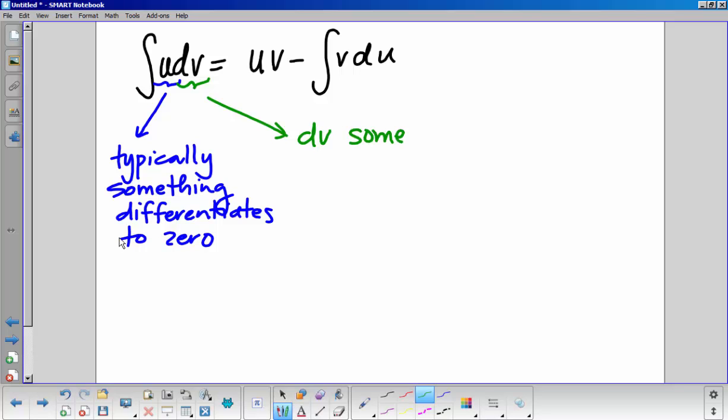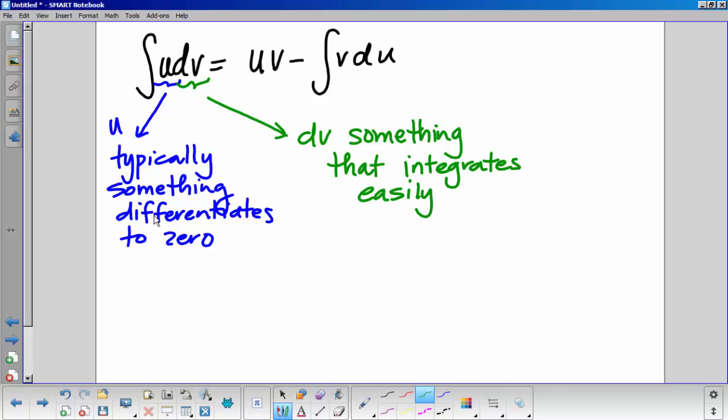Wait. So the blue is only the letter u. Is u, yeah. So I'll put u over here. And dv is something that integrates easily.